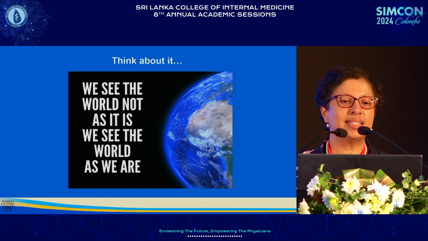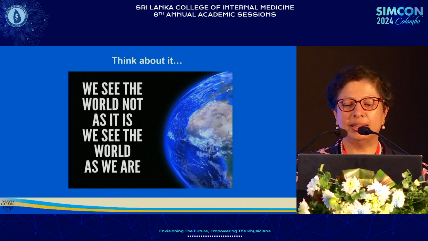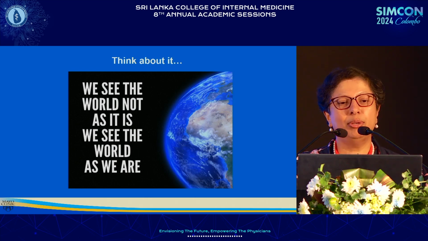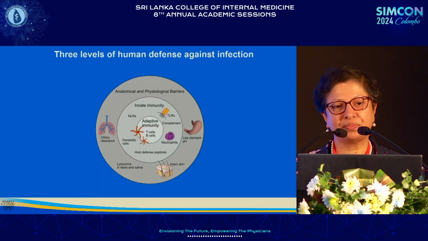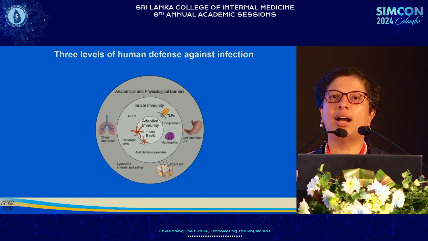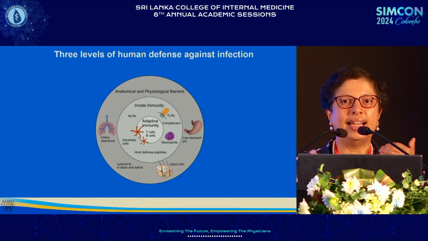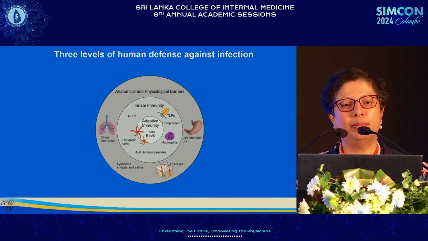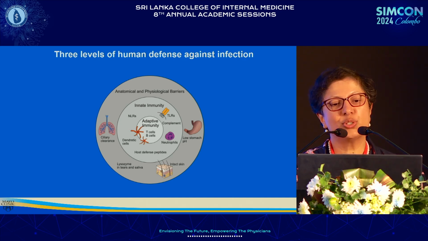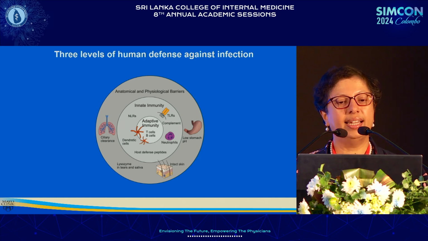So I really want to stress that we see the world not as it is, but where we are. And I hope we transition to the place where we'll start thinking about immune deficiencies in some of our patients. So a little background on how the immune system works. We have three layers of defense against infection. The outermost is our anatomical and physical barriers. If you think of your saliva, your tears, the ciliary clearance we heard about, all of those help prevent certain infections, the gastric pH being one. The second tier is our innate immune system.